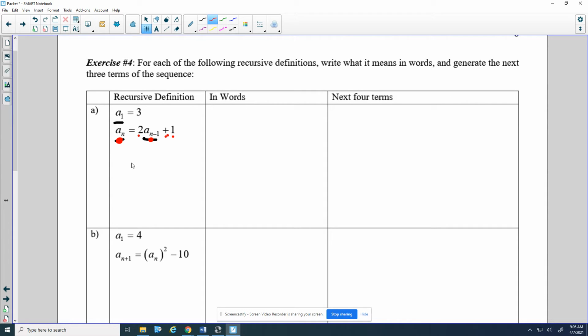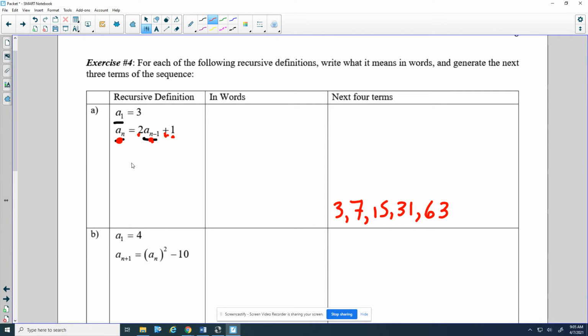I'm going to do this once, but I know some people aren't ready for this. So I'm starting with a 3. To get the next one, I do 2 times the last one. So 2 times 3 plus 1, that's 6 plus 1 is 7. To get the next one, I do 2 times 7 plus 1: 14 plus 1 is 15. To get the next one, I do 2 times 15 plus 1, which is 31. It says next 4, so we have one more: 2 times 31 plus 1 is 63.